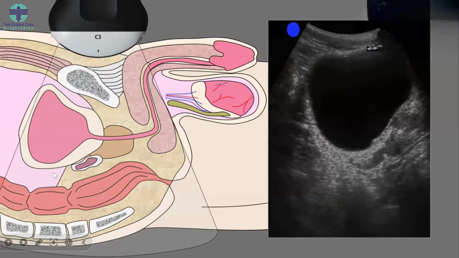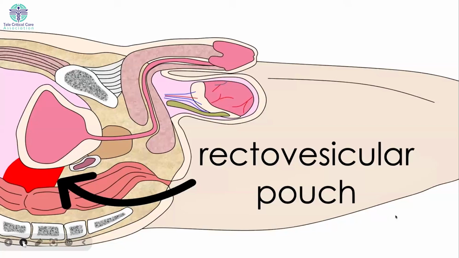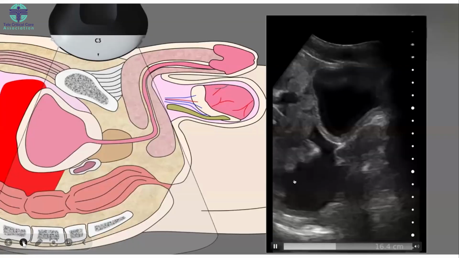interest. Okay, so this is the rectovesical pouch. When you put the sonography probe in sagittal position, and if there is free fluid in the pelvis, you will see the urinary bladder, the bowels, and this is the free fluid which is present in the pelvis. Okay.